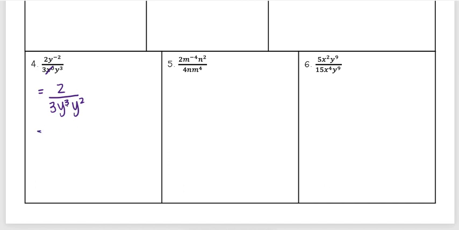And now from there, I'm just going to go ahead and simplify my denominator. Since I have two things with the same base, according to my product property, all I need to do is add their exponents. So I'll have y to the 3 plus 2. And when I simplify that, I get 2 over 3y to the 5th.